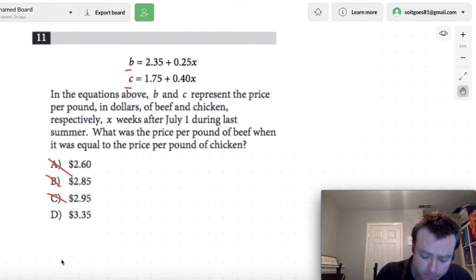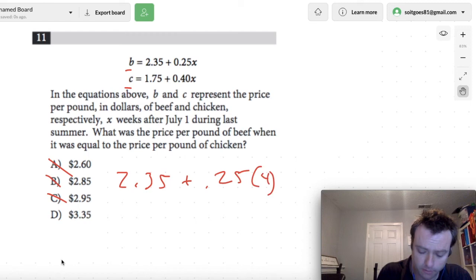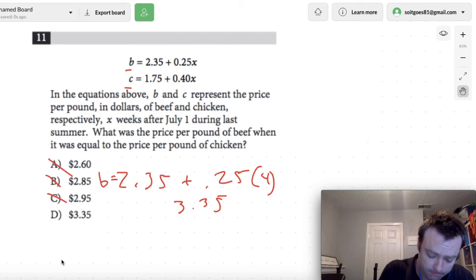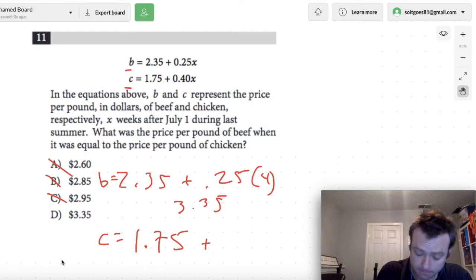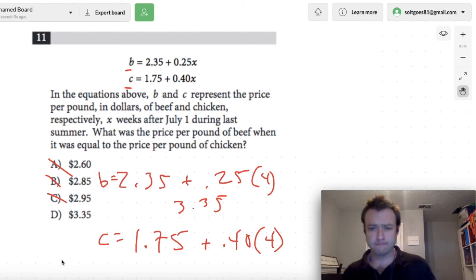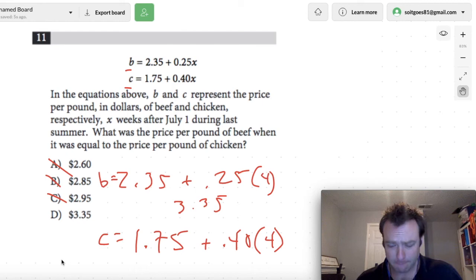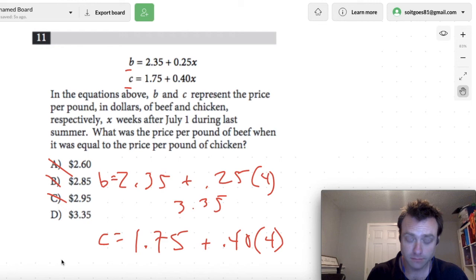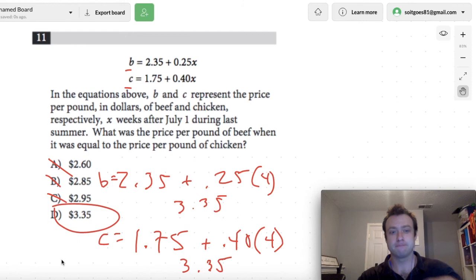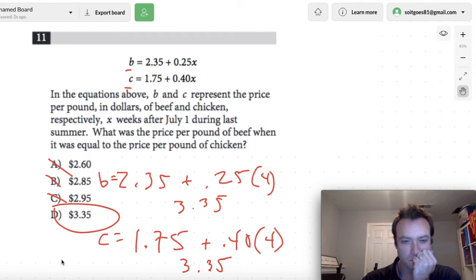235 plus a dollar, right? 25 times 4. It's $3.35. That's the beef price. What's the chicken price? That would be four weeks, so that's going to be 160. 175 plus 160 is 3.35. There you go, we can confirm it. Any questions about that? No. That's pretty laid out. Okay.